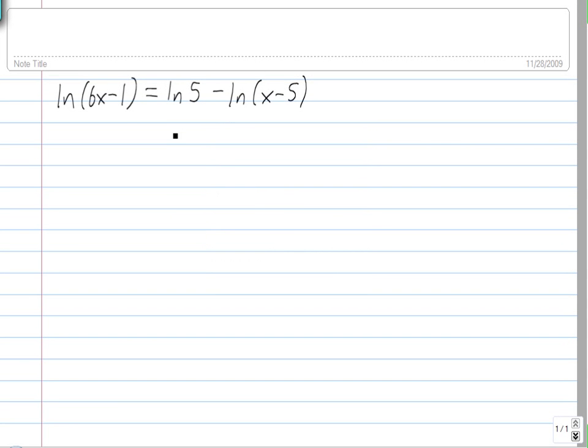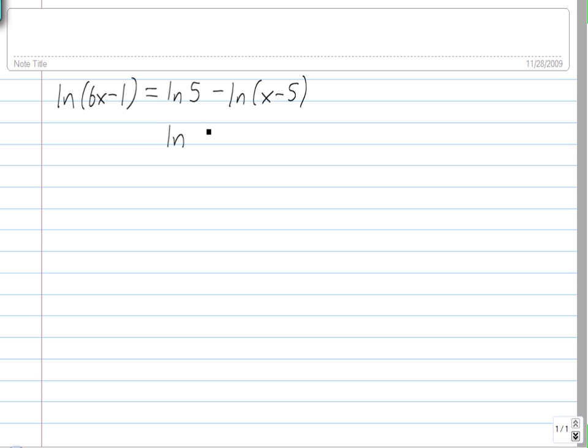On number 27, you're given this equation. The natural log of 6x minus 1 equals the natural log of 5 minus the natural log of x minus 5. And we're asked to solve. So first combine these two natural logs. Since it's subtraction, that means these two terms are going to be divided.